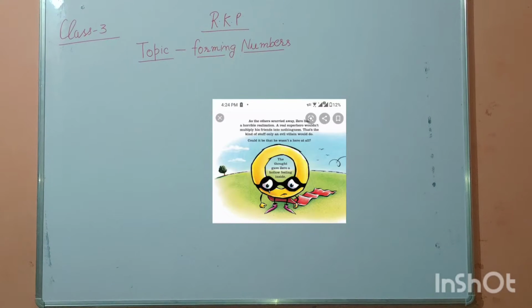In this clip, 0 is looking so sad. As the others scurried away, 0 had a horrible realization. A real superhero would not multiply his friends into nothingness. That's the kind of stuff only an evil villain would do. The thought gave Hero 0 a hollow feeling inside.